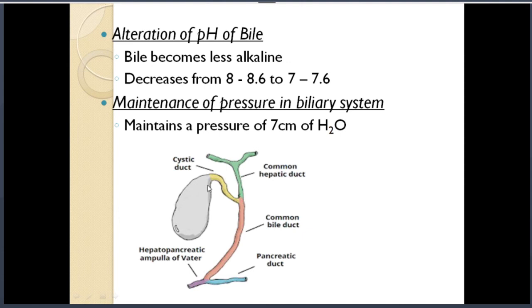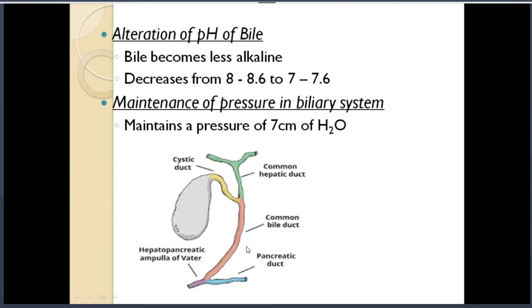But due to the presence of the cystic duct, the bile which is secreted here is continuously getting stored in the gallbladder, and the gallbladder on the other hand is reabsorbing the water, decreasing the water content of the bile secretion. So it decreases the pressure and maintains it at a constant level of 7 centimeter of H2O.